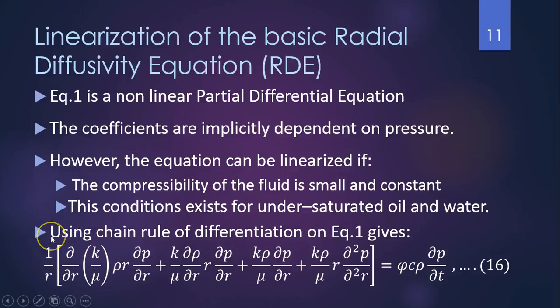With these assumptions, now that we know we have assumed compressibility and density to be constant, using the chain rule of differentiation on equation 1, it gives 1 by r del by del r into k by mu rho r del p by del r plus k by mu. This is the chain rule, you can do this calculation, plus k by mu del rho by del r into r del p by del r plus k rho by mu del p by del r plus k rho by mu r into del square p by del r square. This is equal to phi 0 del p by del t.